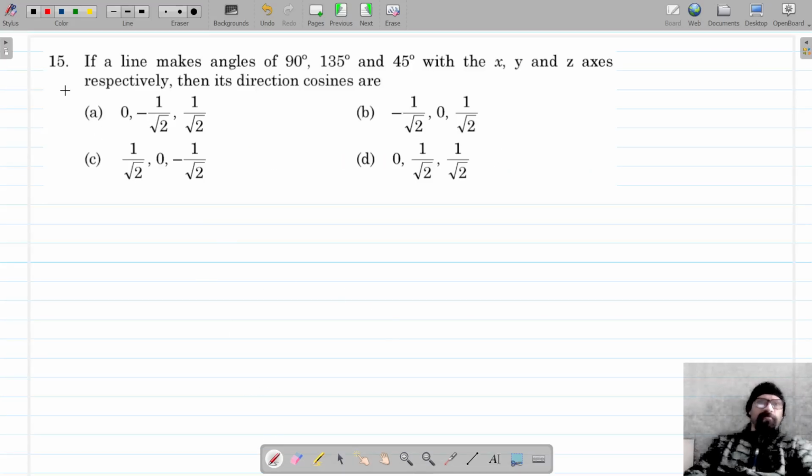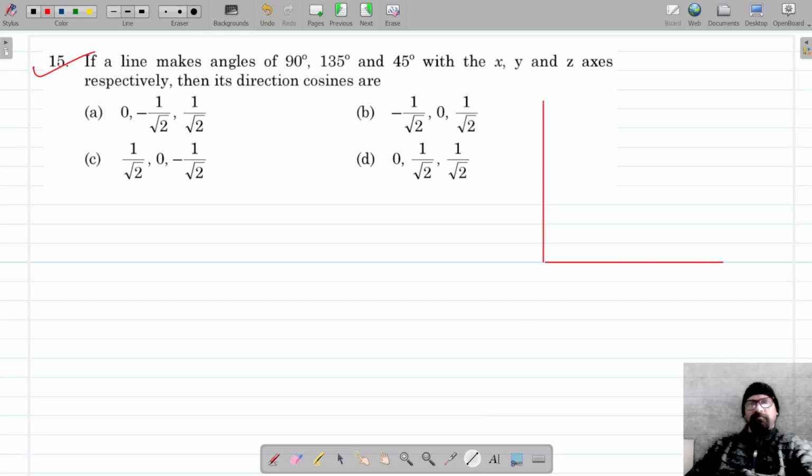Okay, for question number 15, it's given that if a line makes angles of 90 degrees, 135 degrees and 45 degrees with x, y, and z axis respectively, then its direction cosines are. So let me draw the x, y, and z axis. So let's say this is, and let there be a line.